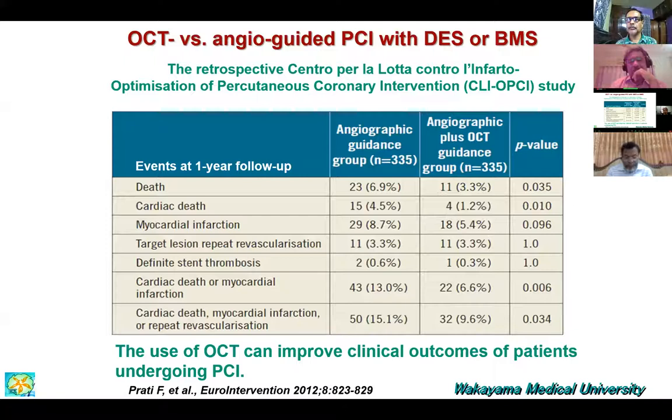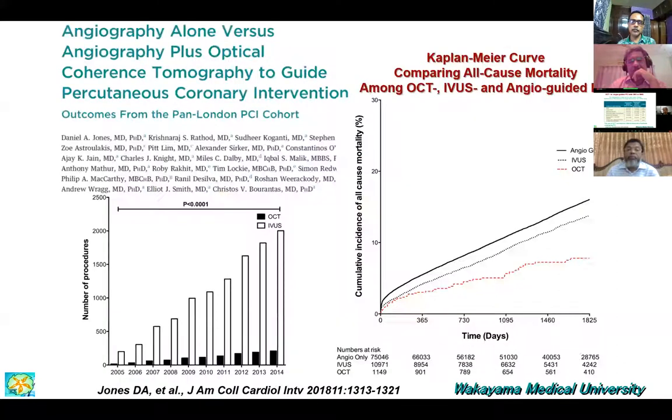And this is a comparison between OCT-guided and angio-guided PCI with DES or BMS. This is a single-center retrospective analysis, but they demonstrate a better outcome in cases with OCT guide as shown in this slide. Use of OCT can improve the clinical outcome of patients undergoing PCI.